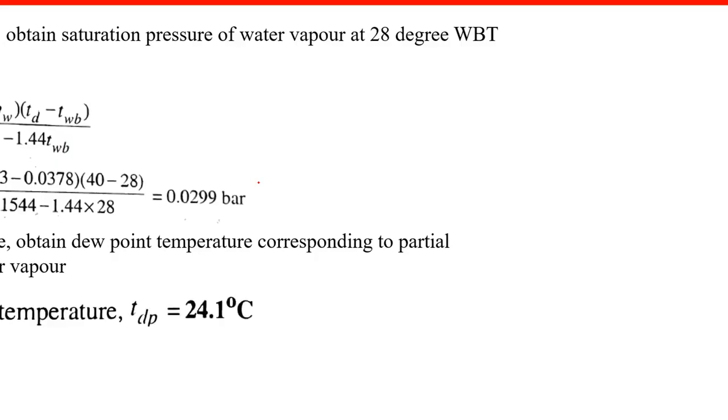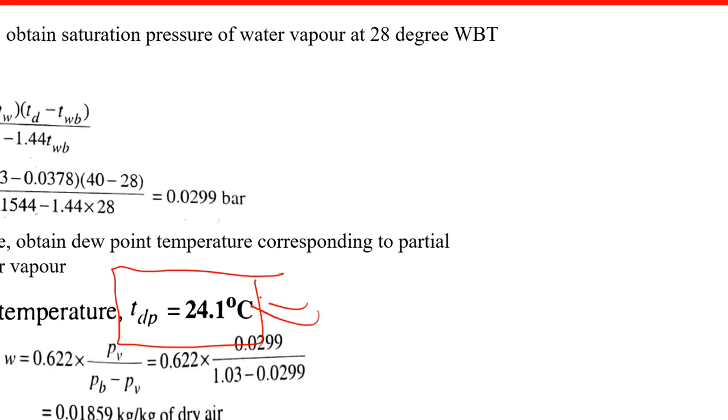So what is the dew point temperature? That is 24.1 degree centigrade. So TDP is 24.1 degree centigrade. Okay. Next is specific humidity.